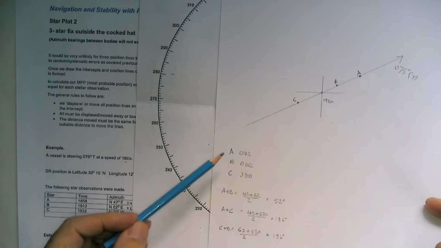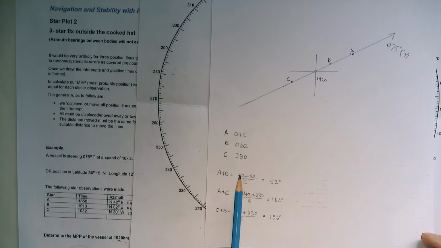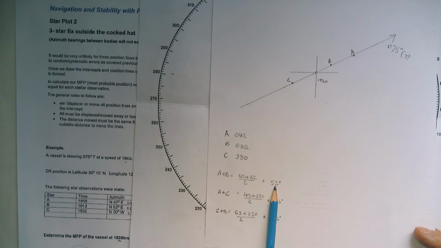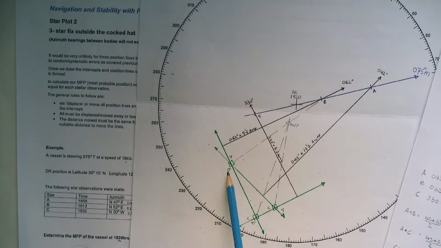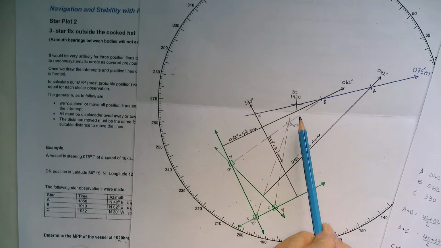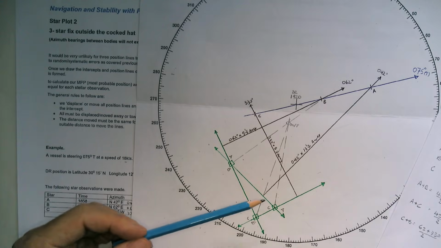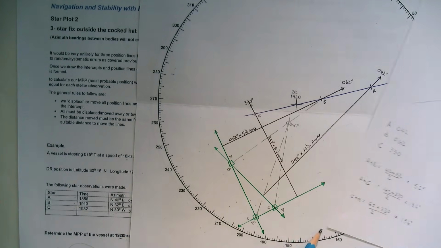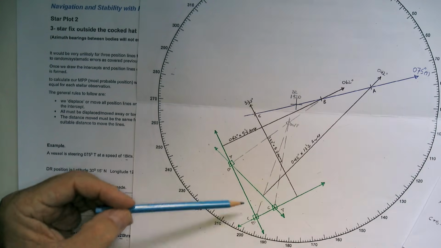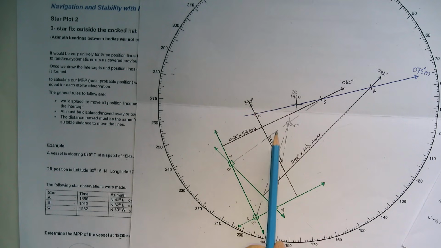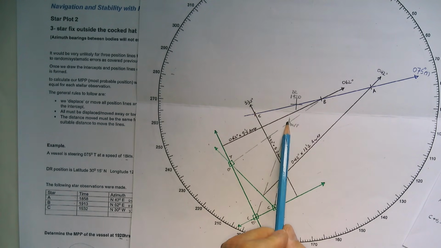And the bearings A, B and C are given. So all we do is add the bearings together and divide by 2. And that'll give us an angle of, for A and B is 52 degrees. So for A and B, draw 52 degrees. A and C 186 degrees and C and B 196, and you can see that all three will intersect in this position, and that will be our most probable position.